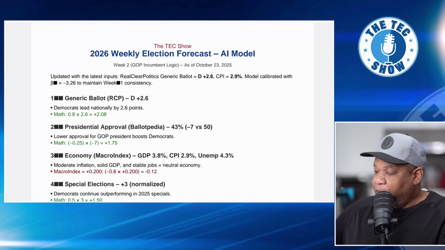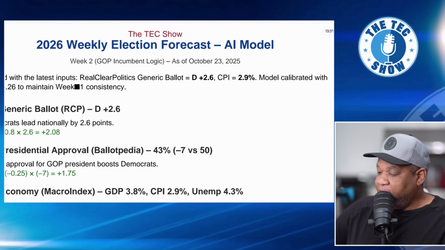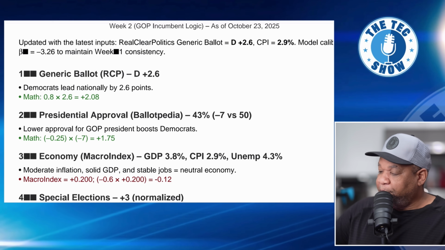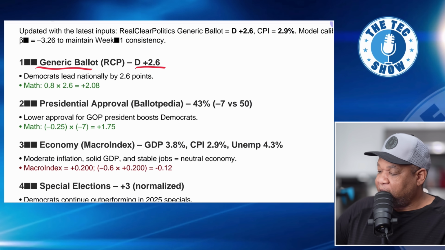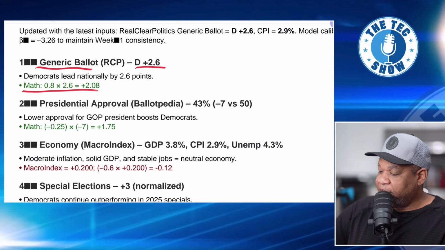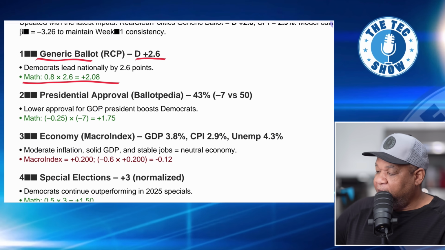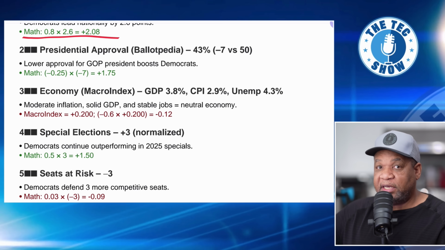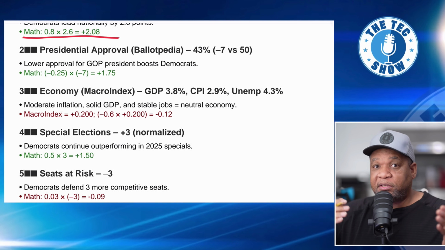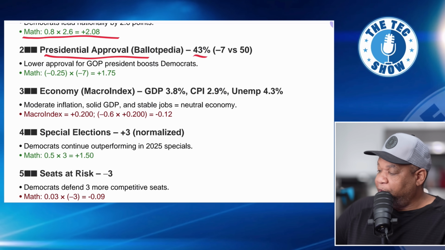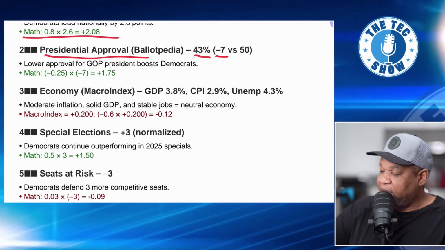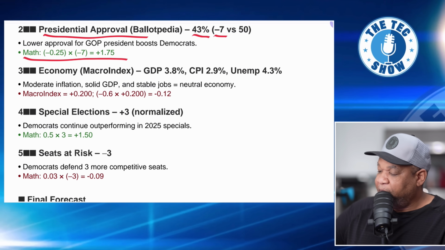So looking at the forecast, we went over this, so we'll go over it really briefly. The generic ballot here is showing Democrats +2.6. Here's the math, there's the formula there. And at the very bottom, I'll show you how many seats have increased or how many seats have decreased. Okay, presidential job approval. We saw that 43%, so that's -7. Here's the math, that's the formula.